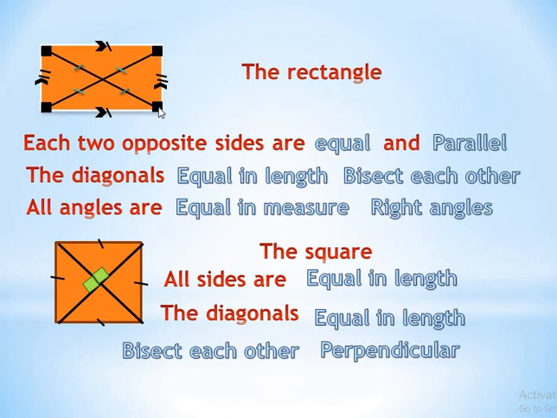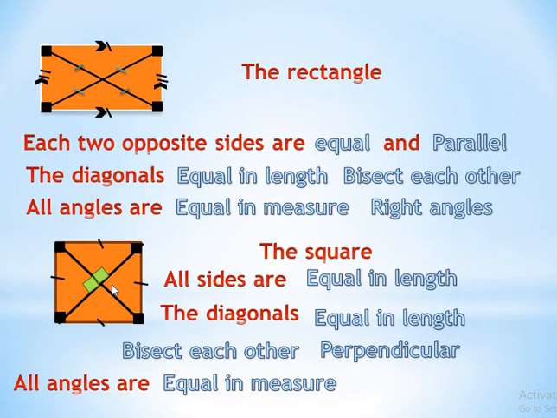And perpendicular. What's the meaning of perpendicular? Do you remember the meaning of perpendicular? Perpendicular means the intersecting between them makes 4 right angles. So we have here one right angle, and here a right angle, and here a right angle, and here a right angle. So the diagonals are equal in length, bisect each other, perpendicular. What about the angles? Right, like a rectangle, equal in measure, and its type is right angle.